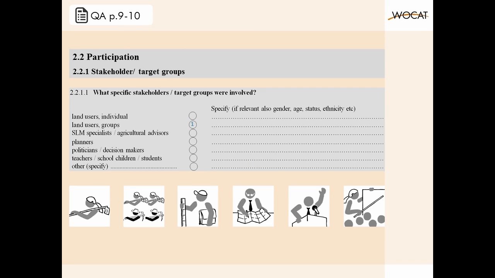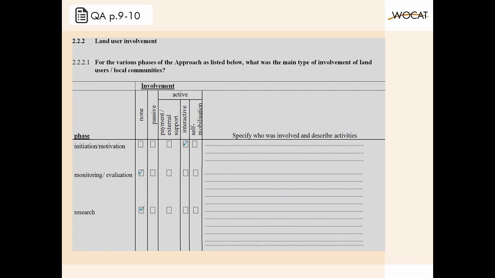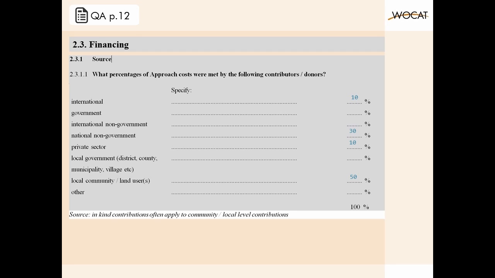As expected for an approach, the question about participation is very central. The section asks about stakeholders and target groups. Next, we come to the involvement of land users and local communities during the various phases of the approach. These include the initiation, planning, implementation, monitoring and evaluation, and the research phase. The participation section also inquires about if there were differences between men and women and if socially and economically disadvantaged groups were involved. We now move on to financing.